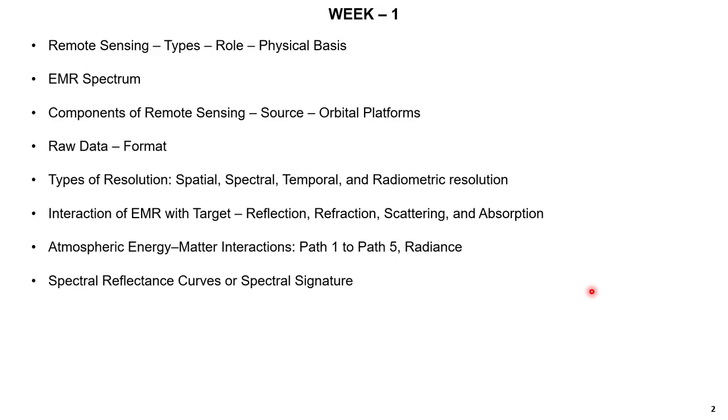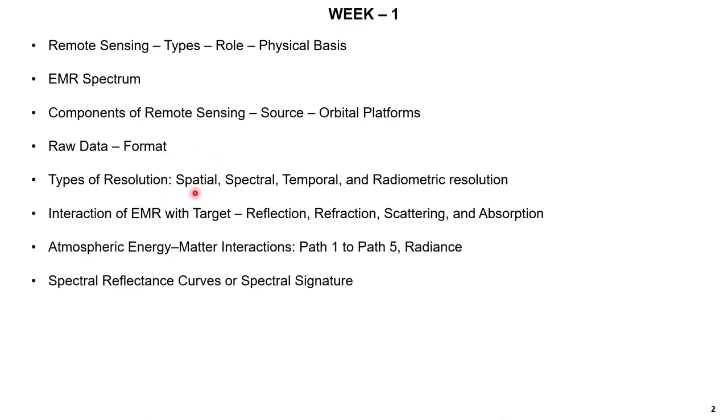Okay, just for a quick recap, we can go through what we saw in last week's session. First we saw what is remote sensing, what are the types of remote sensing, active and passive, then what is the role of remote sensing and its applications. Then we saw the physical basis of remote sensing, which is the interaction of electromagnetic radiation with the target objects. Then we saw the electromagnetic spectrum, and the components of remote sensing. There are several components; we saw most of them. And then we saw the data formats and how the data is being recorded.